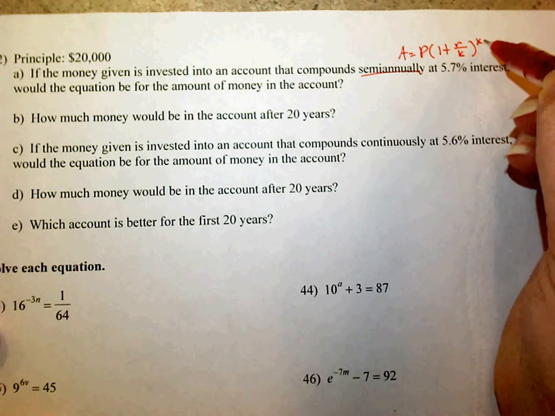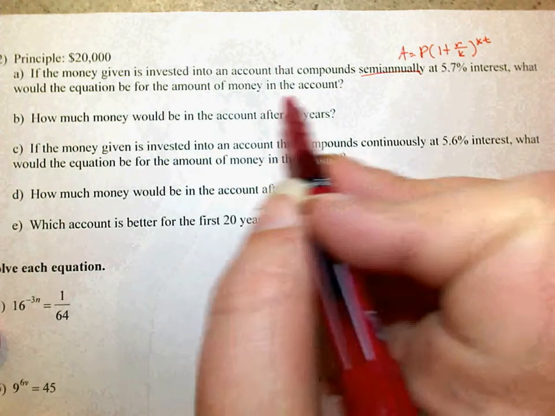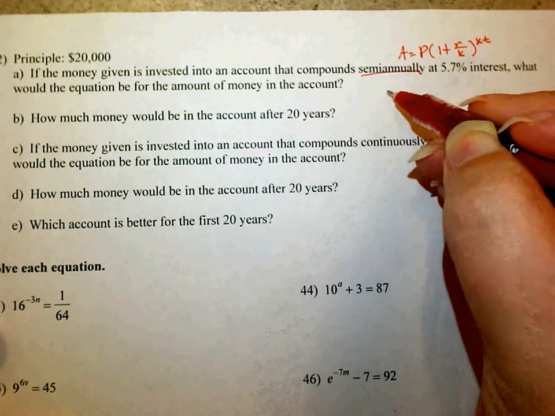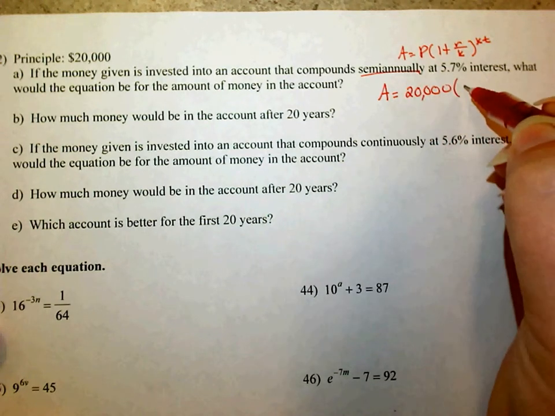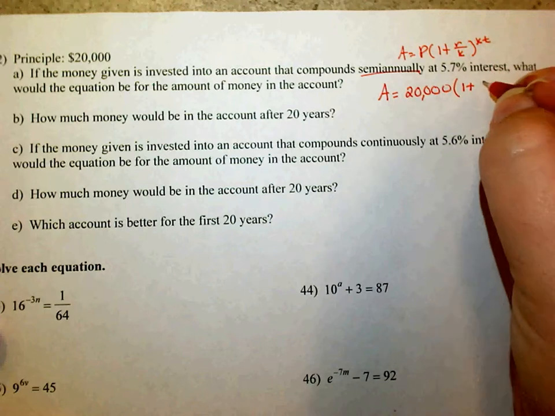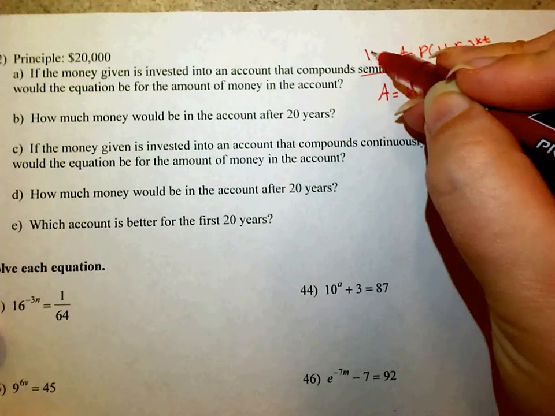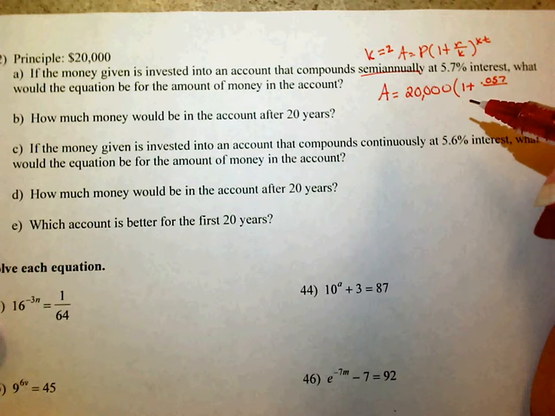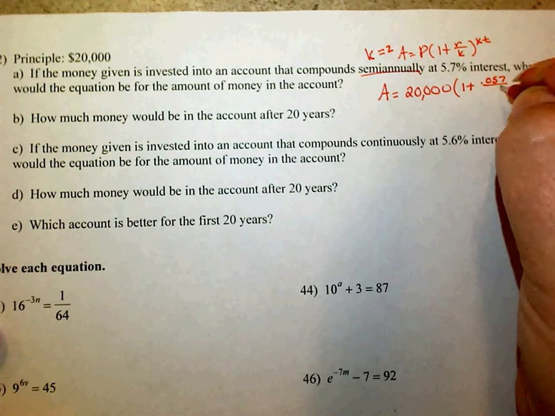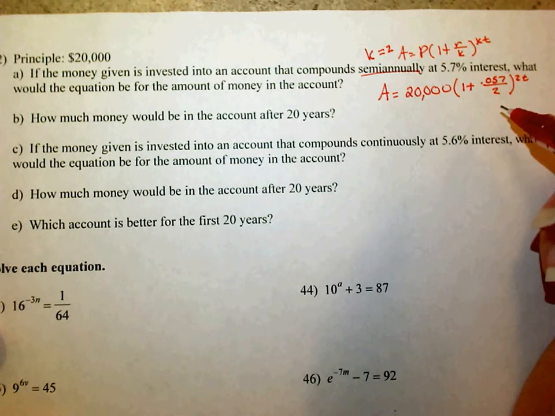Okay, so let's figure out what we need to fill in. It says, what would the equation be for the amount of money, meaning I need to leave this as a time value. A equals, what's the principal? The principal is 20,000. 1 plus my interest rate is 5.7, so I put 0.057 over k. K equals 2, so I put 2 here and 2 there, and then t. And that is my formula for the amount of money at any time t.